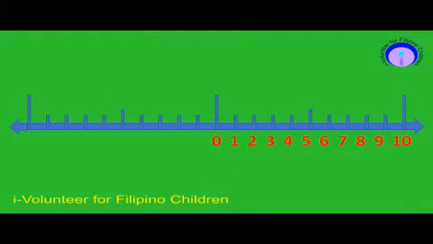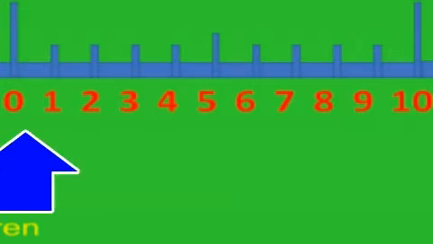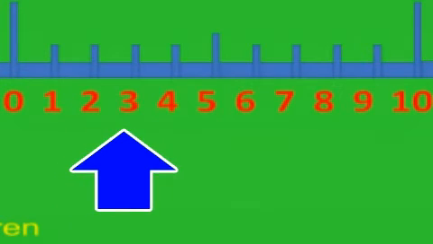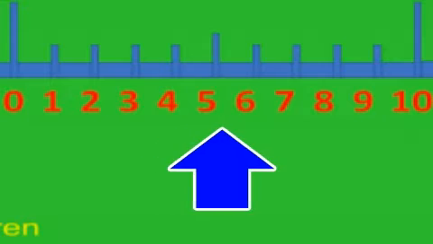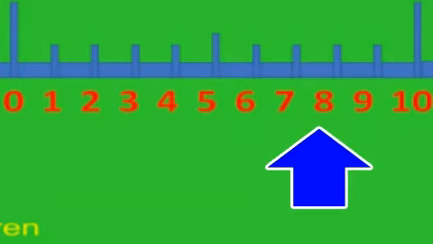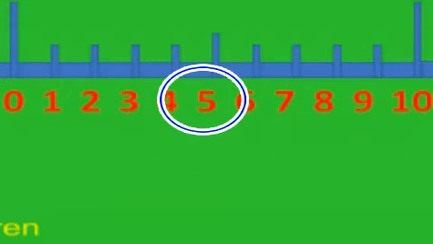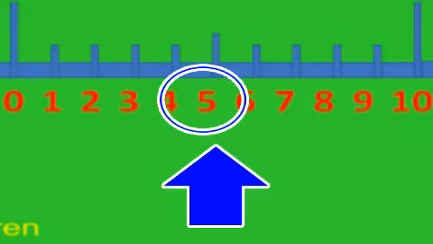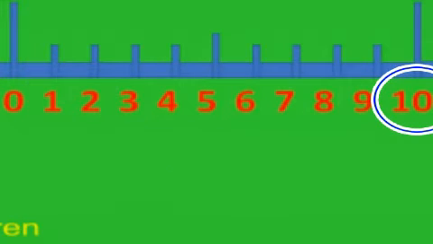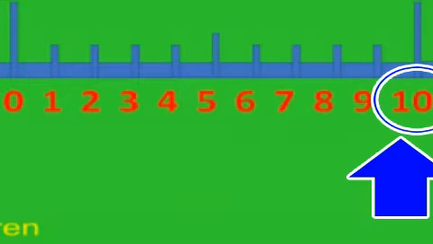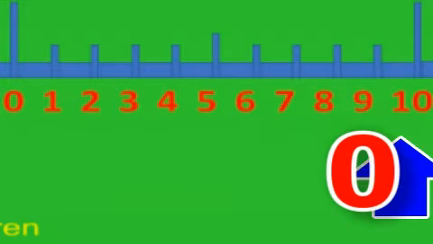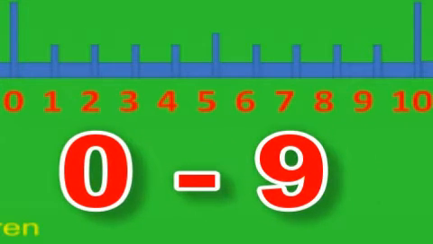We have learned from our number line, as we go to the right, it becomes bigger and bigger. Take a look at this example. Let's compare number 5 and number 10. 5 has 1 digit, while 10 has 2 digits. A number may contain 0 to 9 digits.